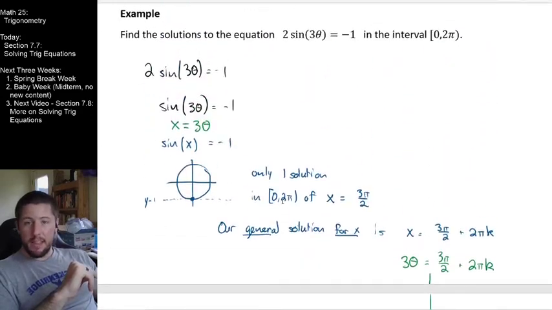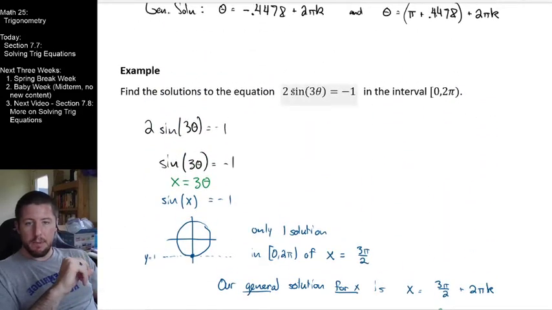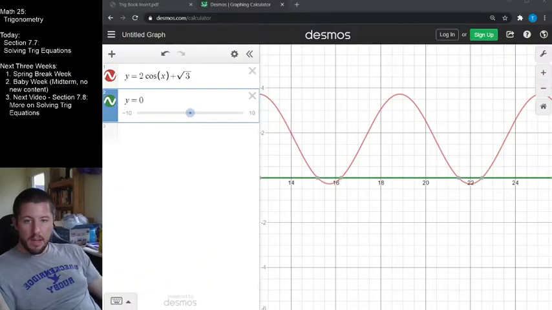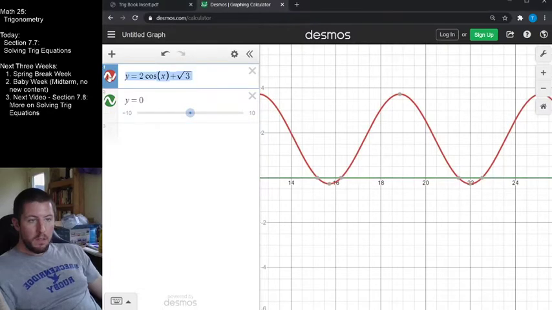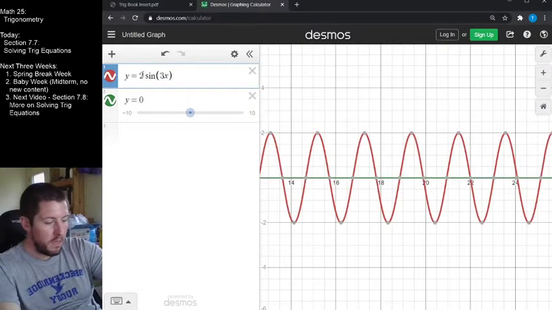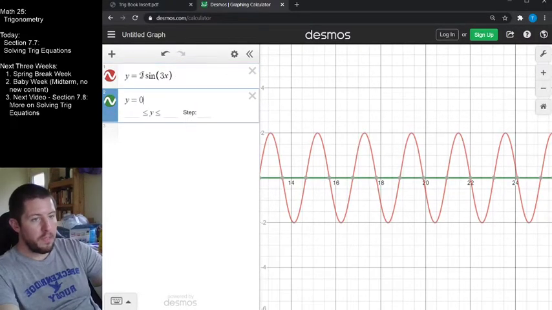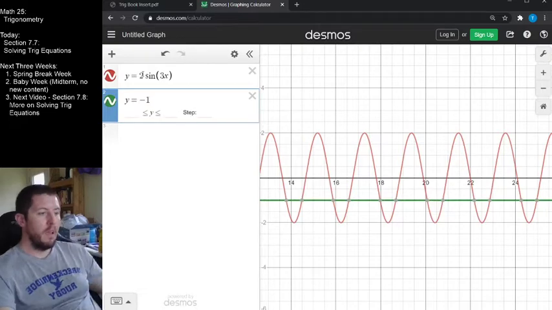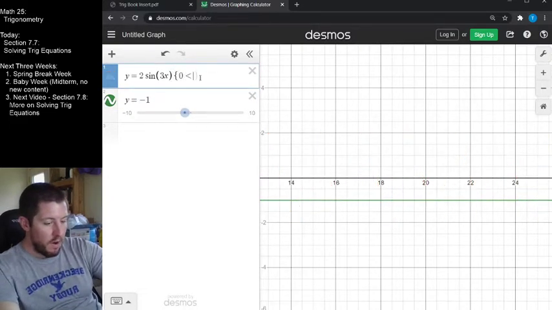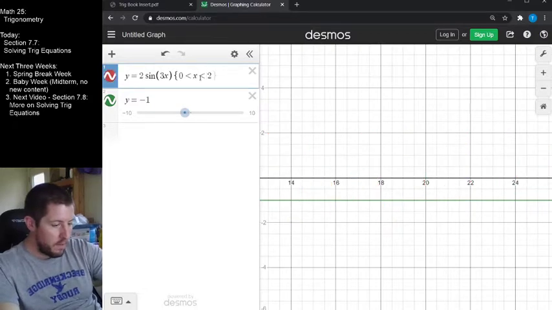Let's go and double check that I'm not leading you astray here with a little bit of Desmos action. 2 sine of 3 theta equals -1. Let's go check it out. Y equals 2 sine of 3 theta. And I want this to be equal to -1. So also remember, we were interested in the interval from 0 to 2 pi. So I'm just going to only give myself that.